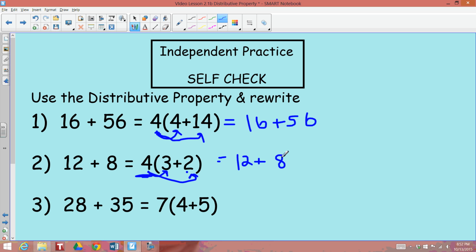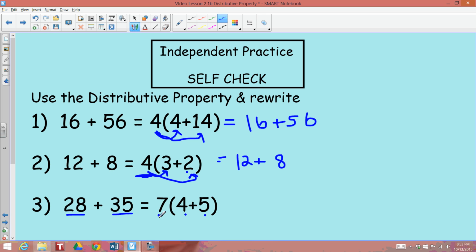And the last one is 28 plus 35. I can rewrite 28 plus 35 by finding the greatest common factor of 28 and 35, which is 7. I take that greatest common factor of 7 and I divide each addend by 7. So 28 divided by 7 and 35 divided by 7. 28 divided by 7 is 4, and 35 divided by 7 is 5. So I can rewrite 28 plus 35 as 7 times (4 plus 5).